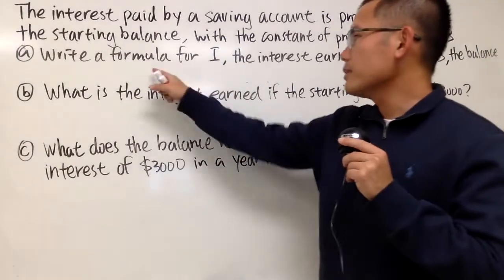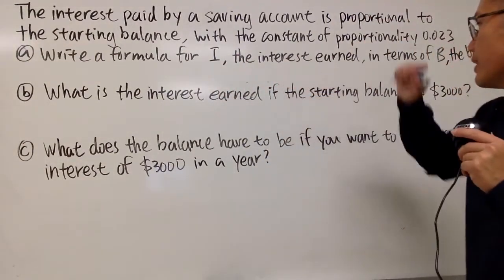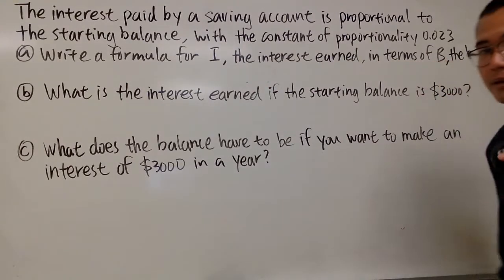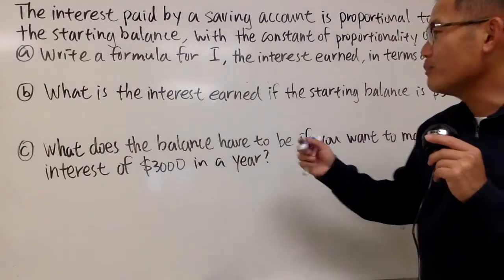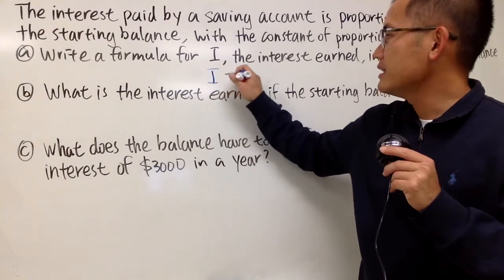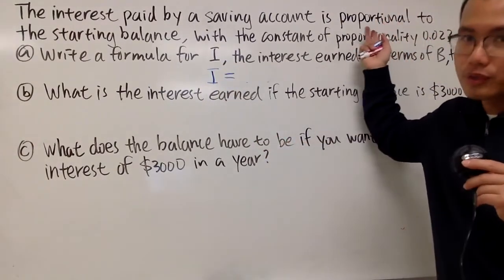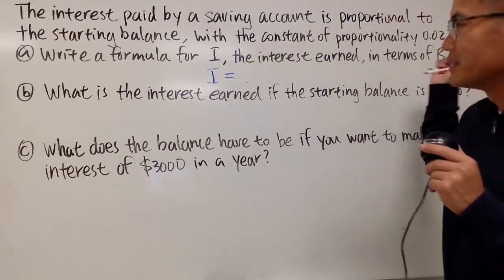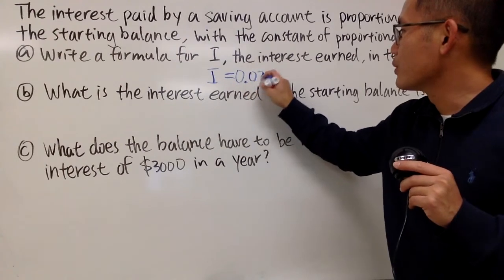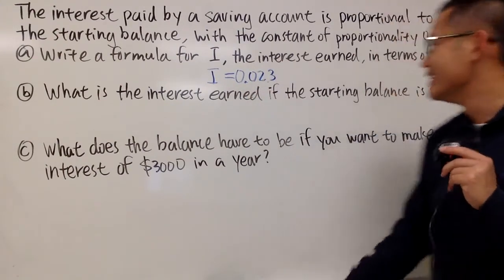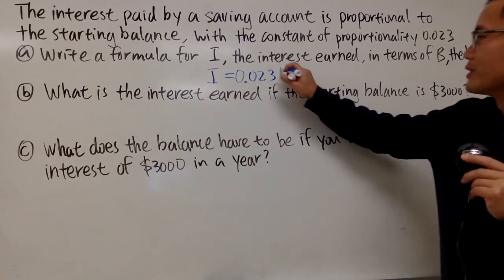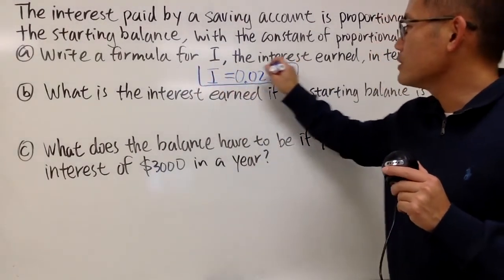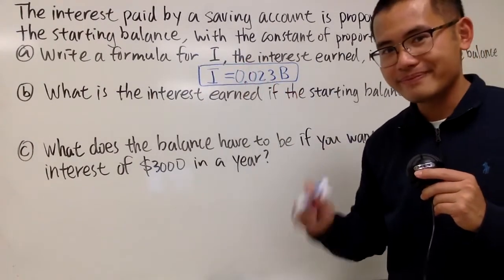First, we are going to write a formula for I, namely our interest, and we want to have this in terms of B, namely the starting balance. This is not that bad at all, because we can just write down I, and that's equal to, because it says it's proportional, and we also know the constant of proportionality, that's our K value, specifically 0.023. It's proportional to B, of course, so we can just put down B right here, and guess what? That's it. I is equal to 0.023 times B.